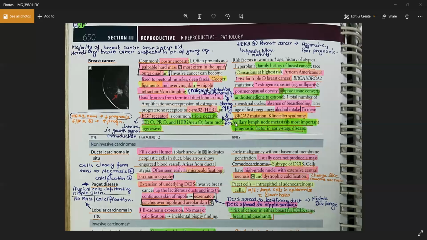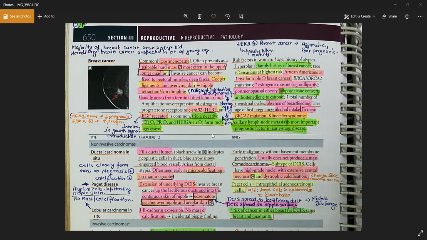So apart from the mammography, if you see that the mammography is positive, you will always check, remember, for the TNM staging. The T stands for tumor size, N for lymph node involvement, and M for metastasis to other tissues, right? N and M have more prognostic value, right?